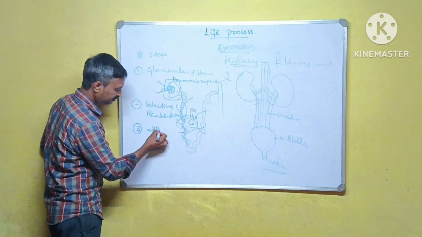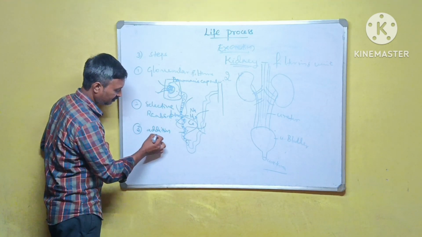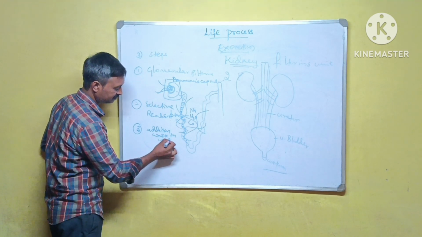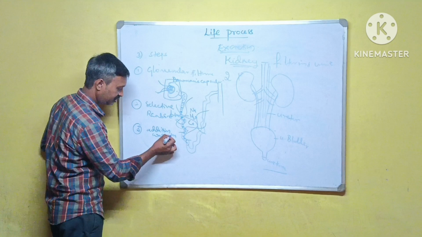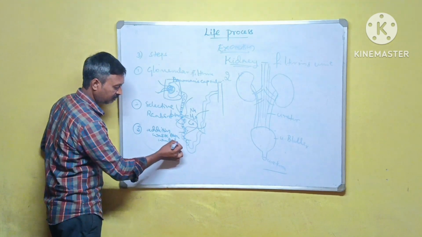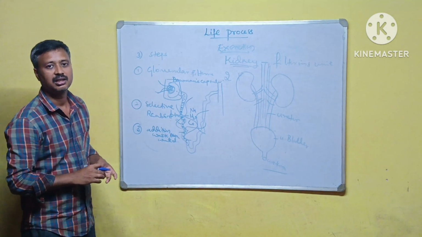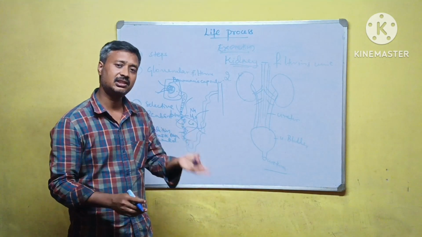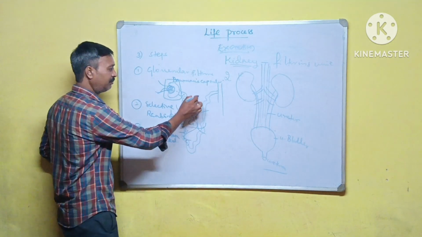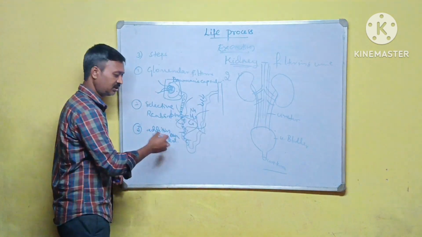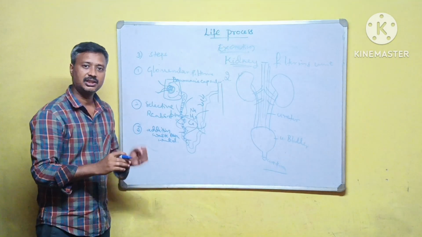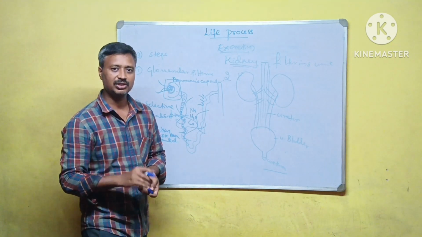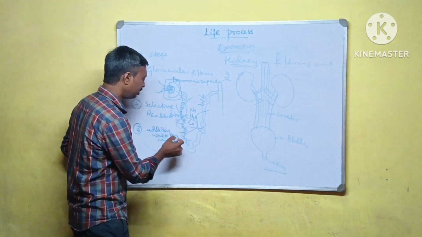addition of waste, unwanted material. Waste, unwanted material is added into the filtrate. Now there is an excess of material, so it is dumped here. In the third step, it is dumped into the filtrate. Unwanted material from the bloodstream is added to the filtrate.